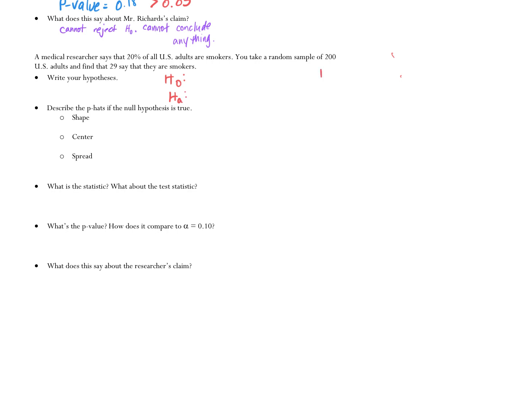Let's go ahead and calculate that p-hat real quick, that statistic. 29 out of 200 is 14.5%, so our p-hat is 0.145. Are you guys with me that suggests less than 20% for the population? Yeah. Okay, so my alternative is going to be less than 0.2, and my null is going to be equal to 0.2.